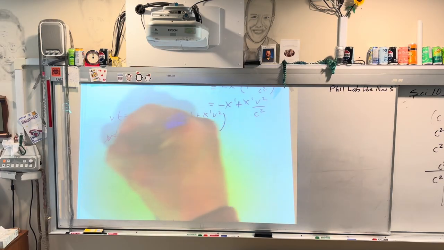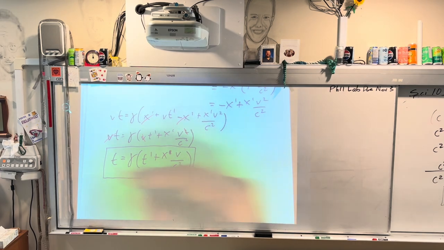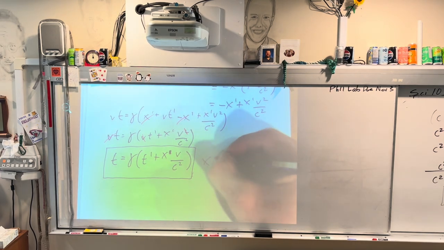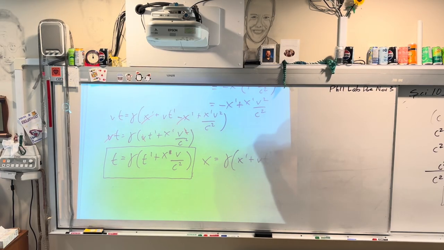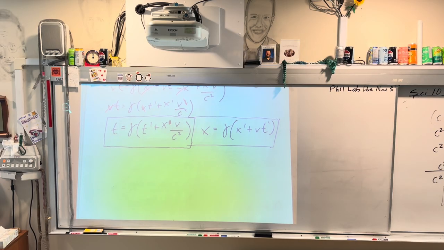And that's half of the equation. And you can also say, if you move this around, that x equals gamma x prime plus vt prime. With me? Kind of, sort of? It's a lot. It'll be on video, so we can look at it later. I'll laugh at all my mistakes.